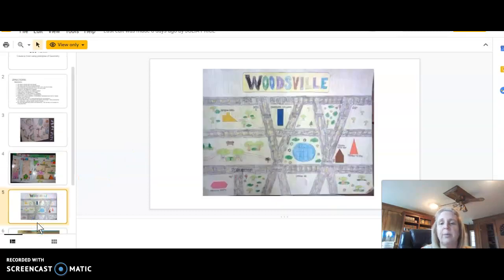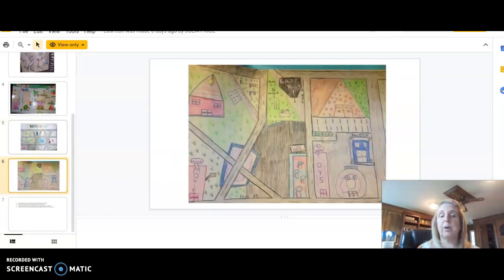And then here's another example, Woodsville, same thing. These lines intersect. These lines are parallel, okay? And then here's a perpendicular line right here, this line and this one, okay? So those are good examples of parallel and perpendicular lines. Again, same thing. Here, these are perpendicular lines. These lines are parallel. So when you're making your city, think about that.